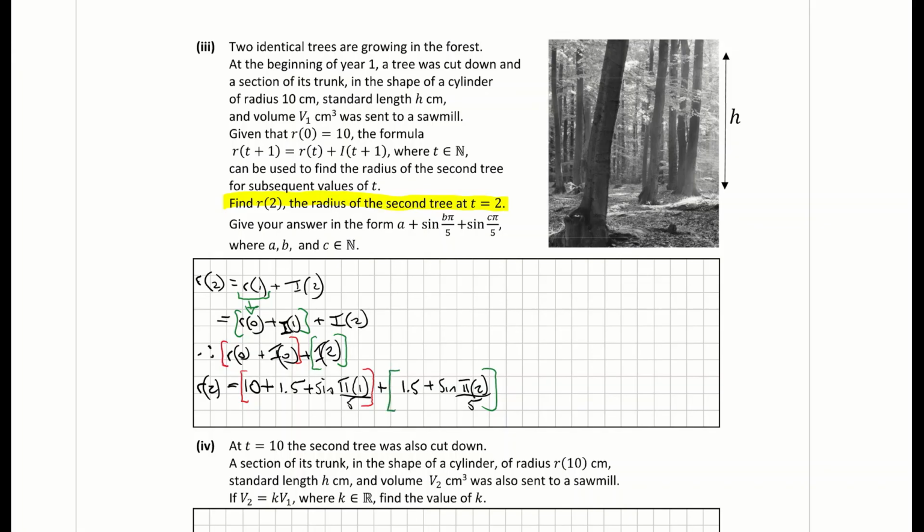I'm now going to add them together. So in my first red boxes there, the 10 and the 1.5, just running out of space here, will give me 11.5 plus sine pi over 5. So 1 by pi is just pi over 5. And then I'm going to add on my 1.5, this is my I to the 2 now, plus sine of pi by 2 giving me 2 pi over 5. I need to add them together, so I'm just going to add the 11.5 and the 1.5 together, which is giving me 13 plus sine pi over 5 plus sine 2 pi over 5.